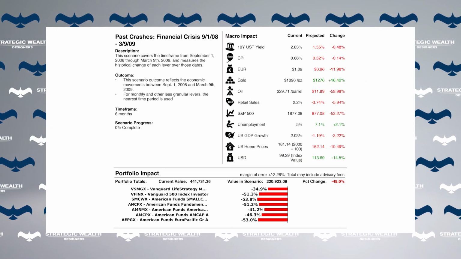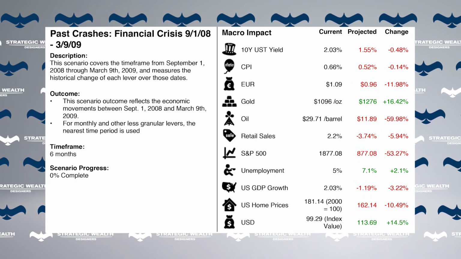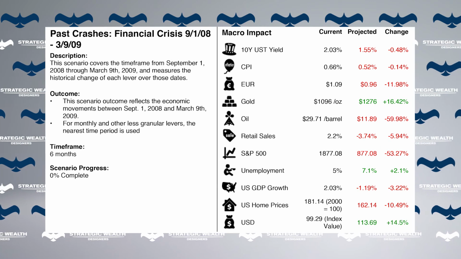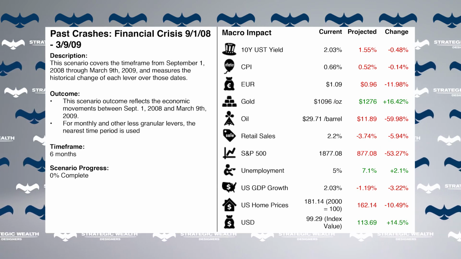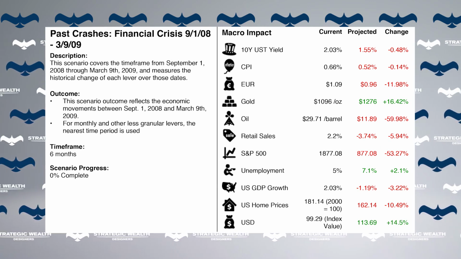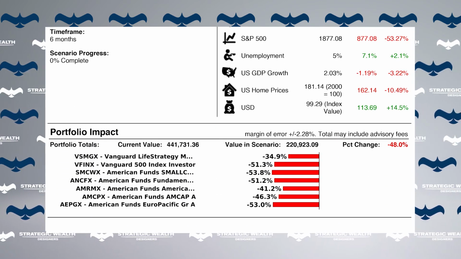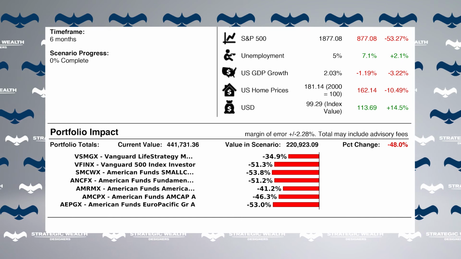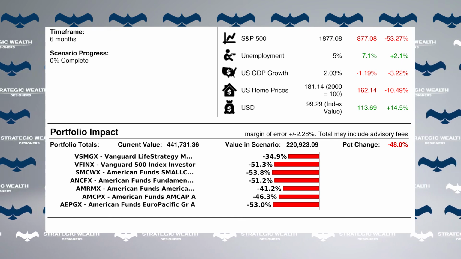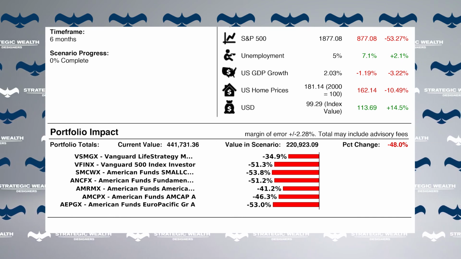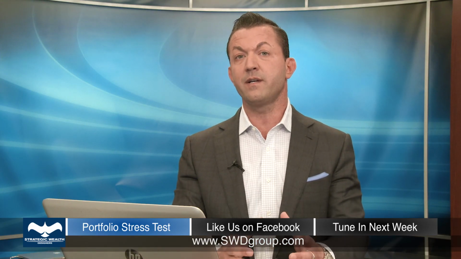The last one we're going to look at here is what if we went through another 2008? If this particular portfolio and the positions that he holds within it were to go through another 2008, it would see a 48% drop in value, or go from $441,000 down to $221,000. Now you can imagine the shock that this gentleman had when he said he was a conservative investor, but he's exposed to this much risk.